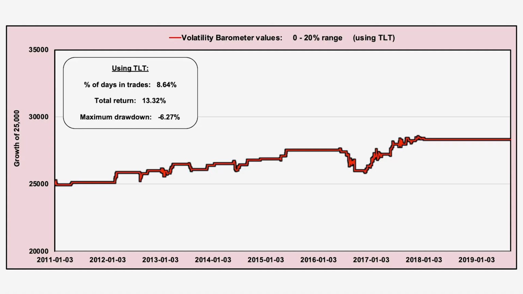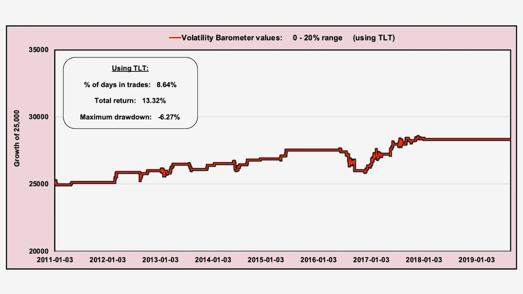So let me start this off by showing you the baseline case for the ETF that I currently use, the TLT. And then after that, I'll show you some potential replacements and talk about why I don't personally use any of those. So this is showing the performance of TLT, only when the volatility barometer is in that 0 to 20% range of values. Now, it doesn't happen very often. This is the lowest volatility periods in the market. You can see that since inception, the barometer has only been below 20% on 8.64% of trading days, and a good chunk of those were in 2017.